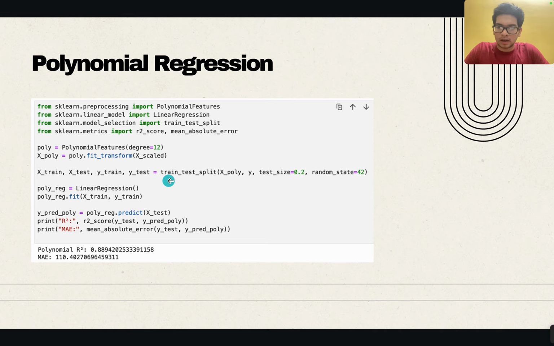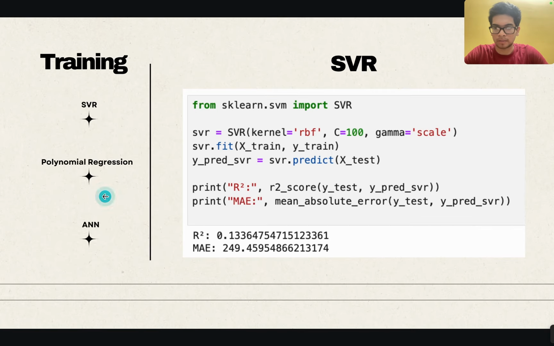And after splitting our data set, we are training it over a linear regression, because now my data set is at higher dimension. A linear regression is essentially a polynomial regression only. Then I fit my data set and use it over our test data, and I'm receiving an R squared value of almost 0.9 and a mean absolute error of 110. And we can see that this model is predicting actually way better compared to the SVR model.